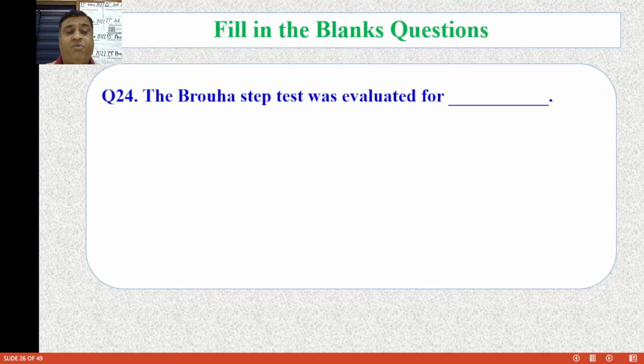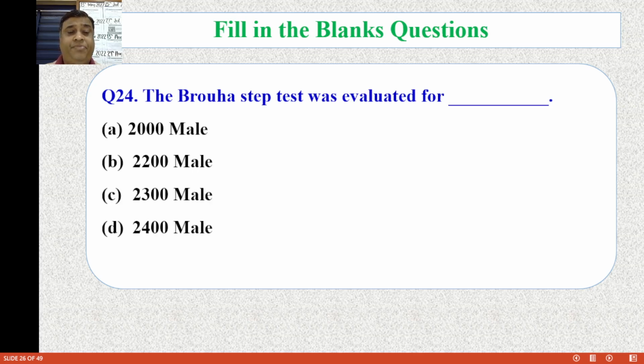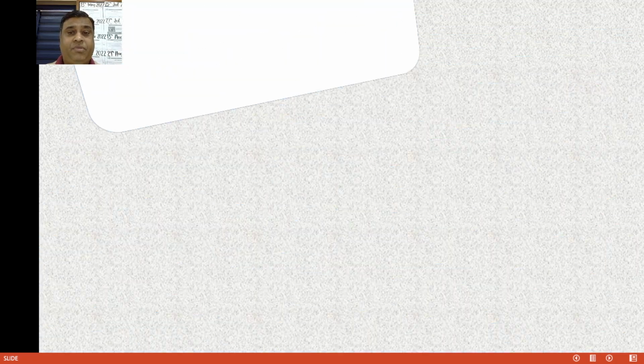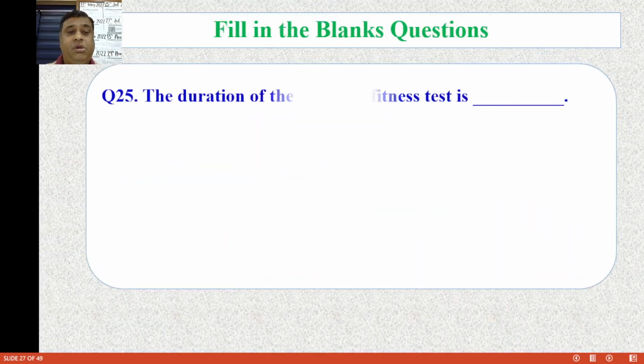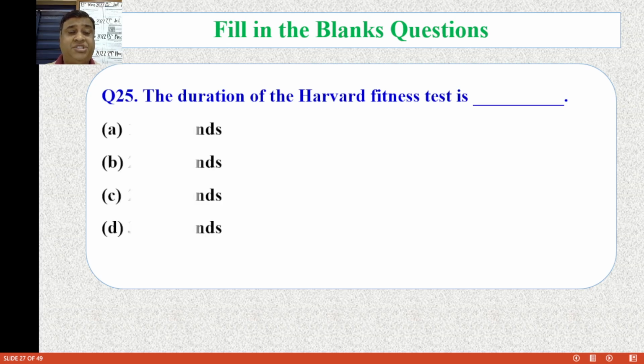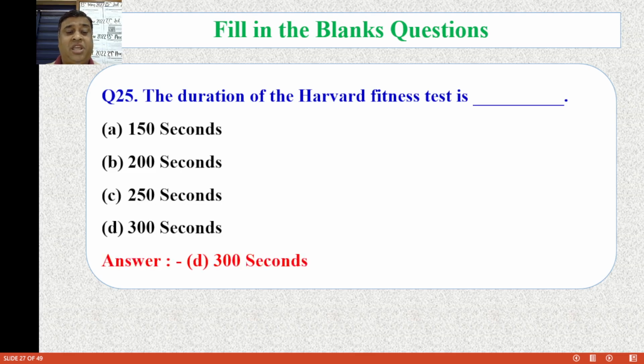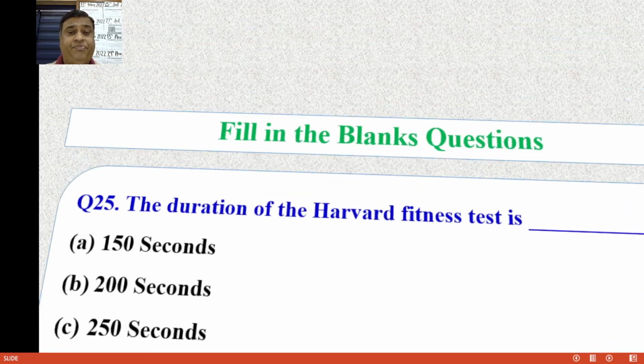Question number 24. The Brouha step test was evaluated for 2000 male, 2200 male, 2300 male, or 2400 male. The correct answer is B, 2200 male. Question number 25. The duration of the Harvard step test is 150 seconds, 200 seconds, 250 seconds, or 300 seconds. The correct option is D, 300 seconds.